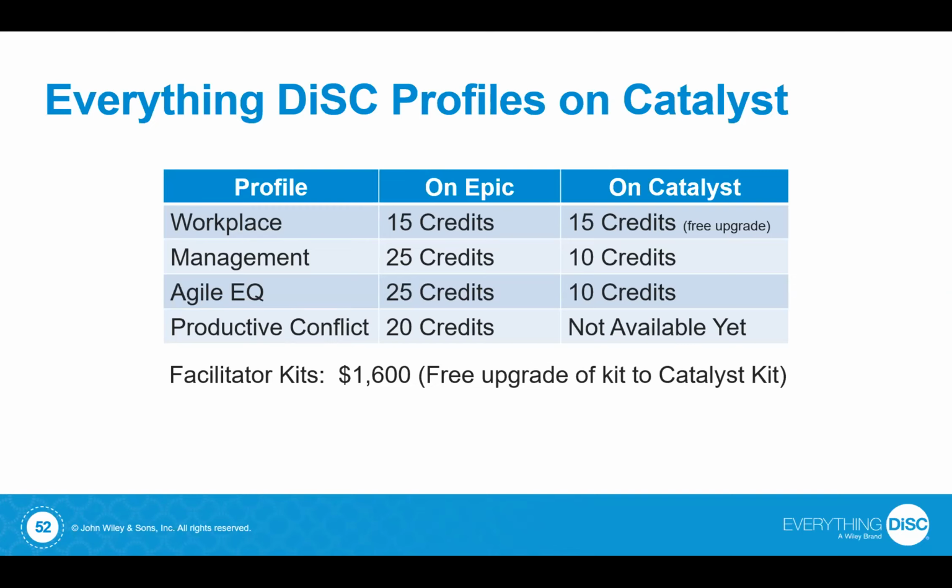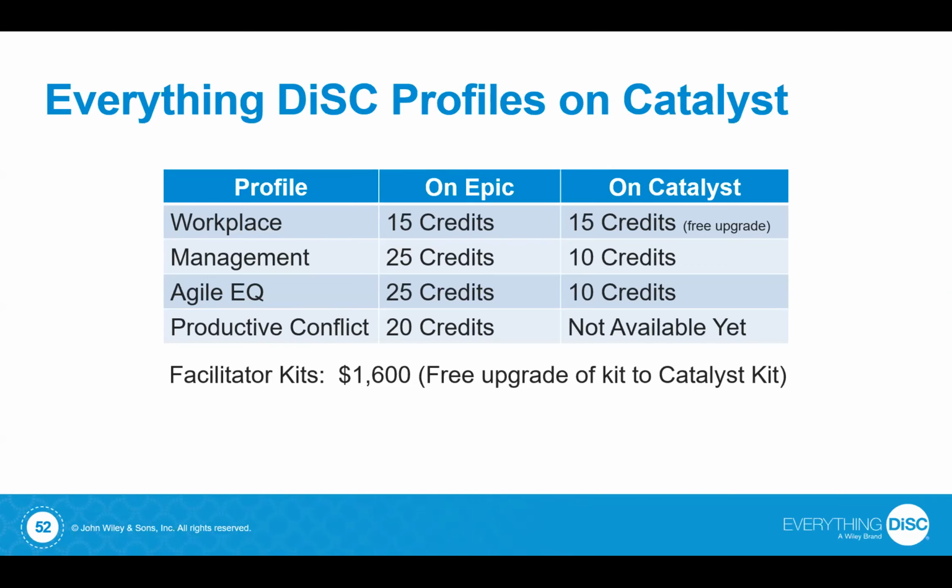But if you then add your management profile to your workplace on Catalyst, which I did, and you saw it there in my Catalyst platform, it's only 10 credits instead of 25. I've also added the Agile EQ profile, which instead of 25 credits is only 10 credits when done in Catalyst. So there's a significant saving in doing those profiles in Catalyst, but you have to have done the workplace profile on there first. Productive conflict is slated to be the next profile on Catalyst, but it's not available yet.